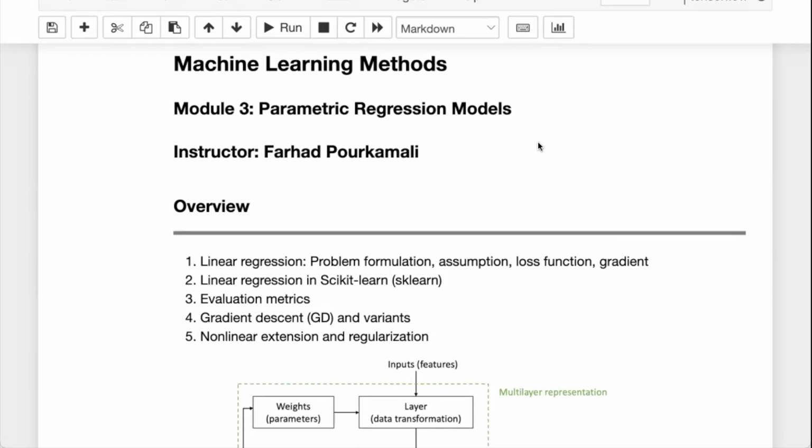Hello everyone. In this video, we discuss parametric regression models, including linear regression. Linear regression is one of the simplest yet most fundamental machine learning models. Despite its simplicity, it serves as the backbone of many complex models due to its core principle, the weighted sum of input features. This concept extends to neural networks and other advanced models, making linear regression an essential foundation in machine learning.